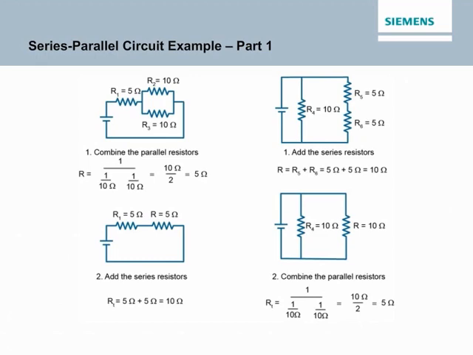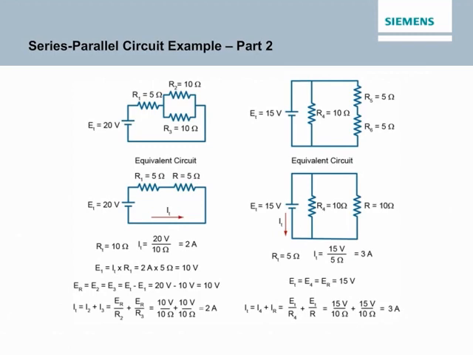In the example on the left, the two 10 ohm parallel resistors are replaced with an equivalent 5 ohm resistor. The simplified circuit has two 5 ohm resistors in series for a total resistance of 10 ohms. In the example on the right, the two 5 ohm series resistors are replaced with an equivalent 10 ohm resistor. The simplified circuit has two 10 ohm resistors in parallel for a total resistance of 5 ohms.